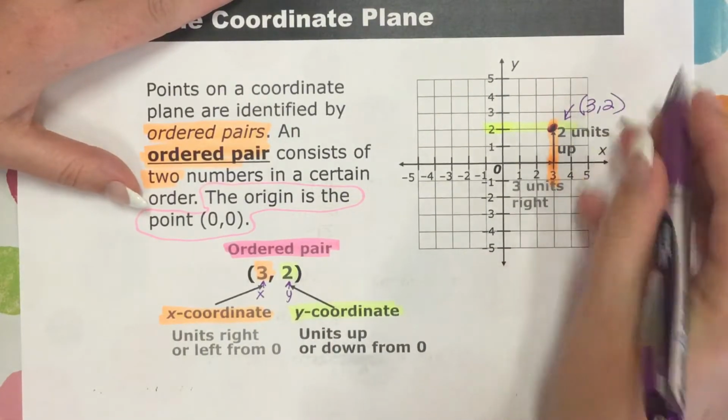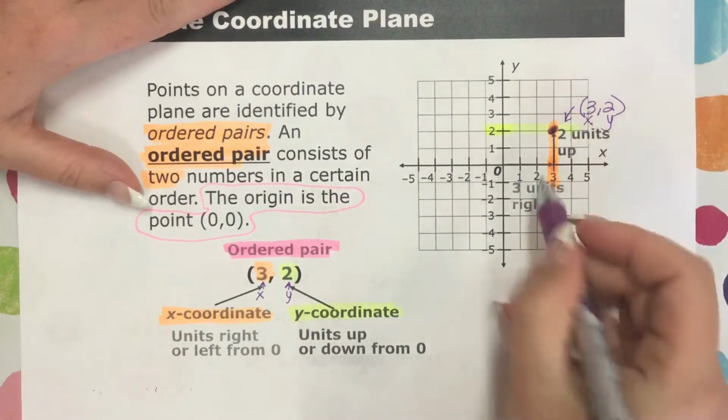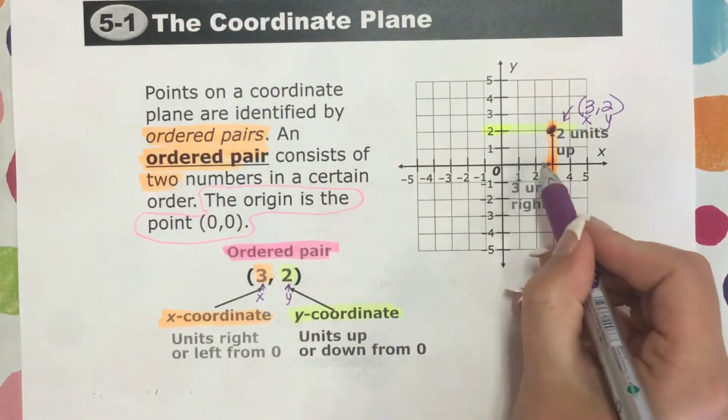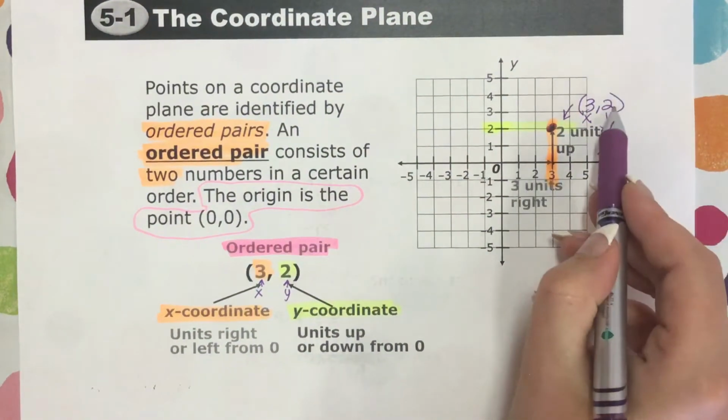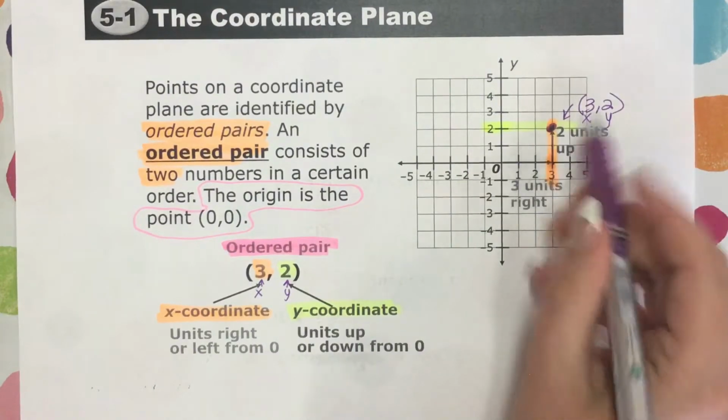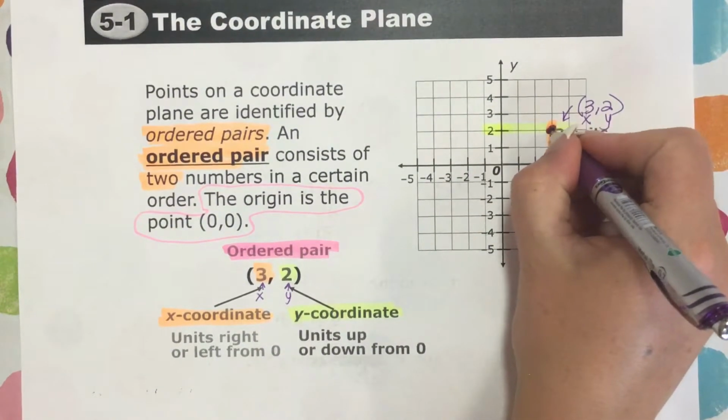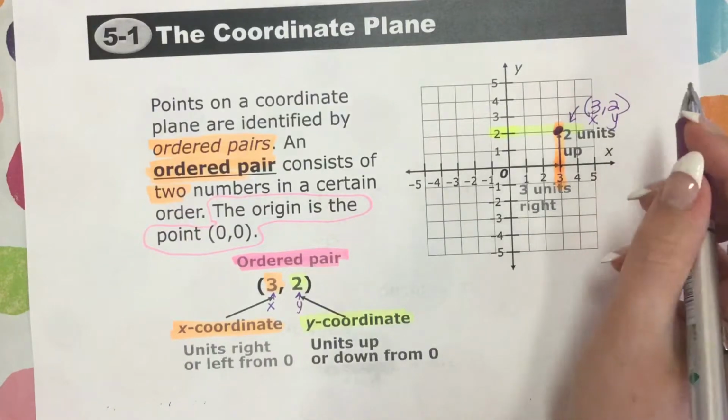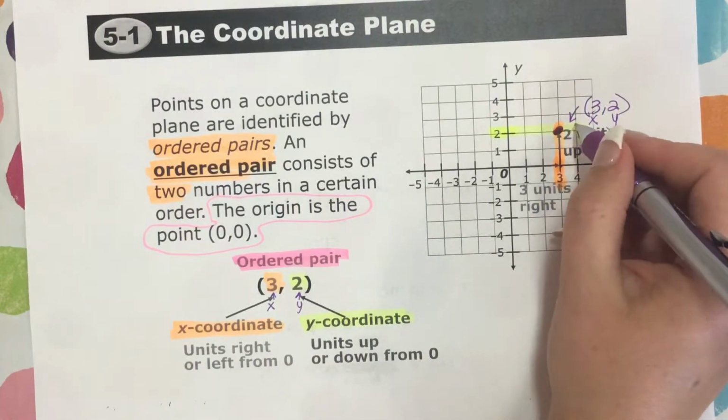So you go over, this is the x and this is the y. You go over 3 units, 1, 2, 3, and up 2 units, 1, 2. And that's how you plot that point. So in the next couple of examples, we are going to be plotting points.